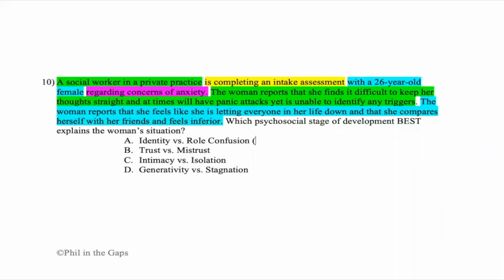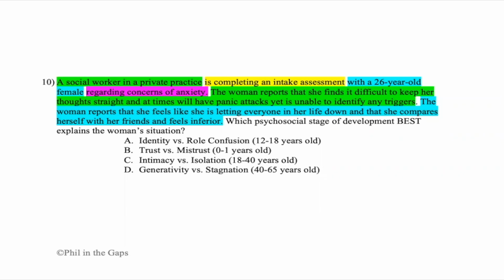A, identity versus role confusion is 12 to 18 years old. B, trust versus mistrust is 0 to 1 years old. C, intimacy versus isolation is 18 to 40 years old. And D, generativity versus stagnation is 40 to 65 years old. Let's look back at the question to see what we're looking at in particular. So, quick review: social worker, private practice. That's who we are, where we're at, complete an intake assessment.